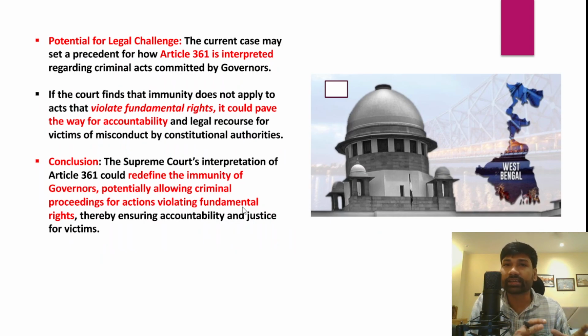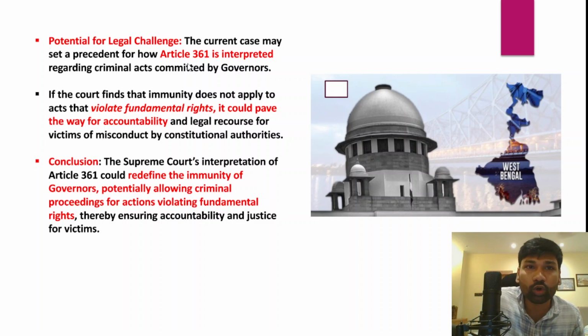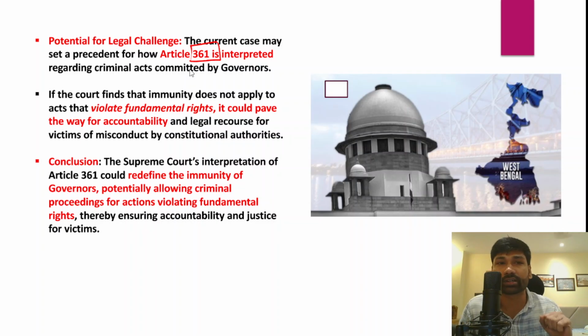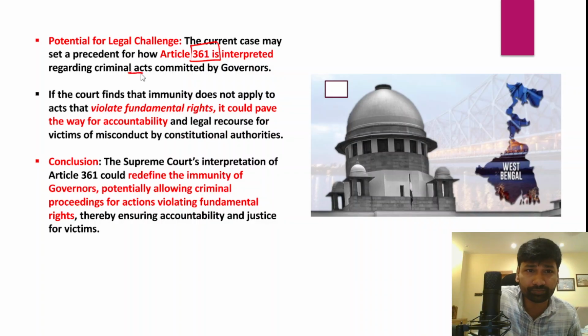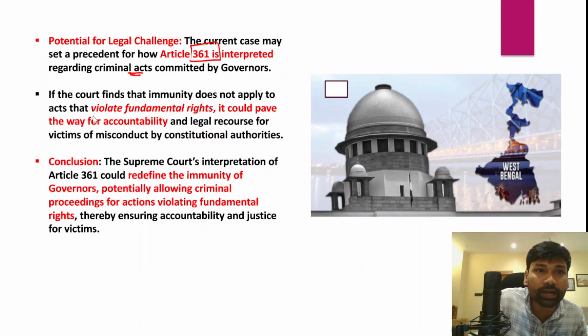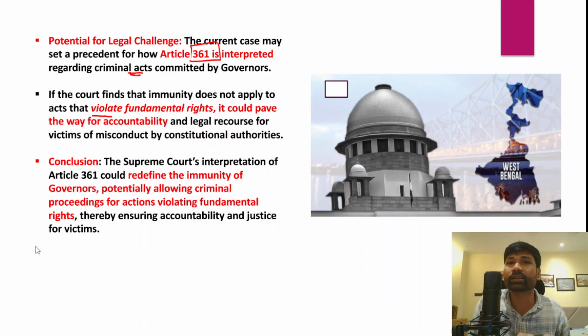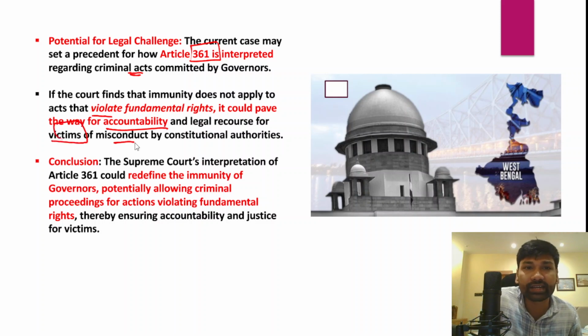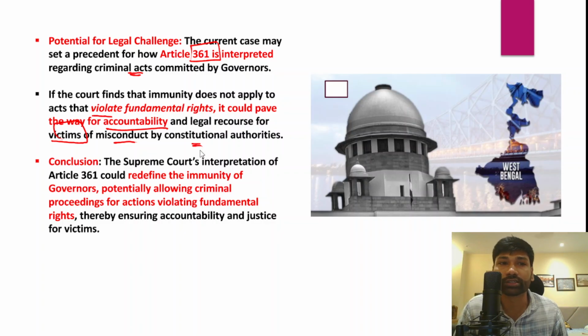Right. So the current case against the sitting governor of West Bengal would set a precedent on how Article 361 would be interpreted, particularly with respect to criminal acts committed by governors and other high offices. In fact, if the court, while interpreting Article 361, finds that immunity does not apply to acts that violate fundamental rights, it could pave the way for more accountability and legal recourse for the victims of misconduct by these constitutional authorities.